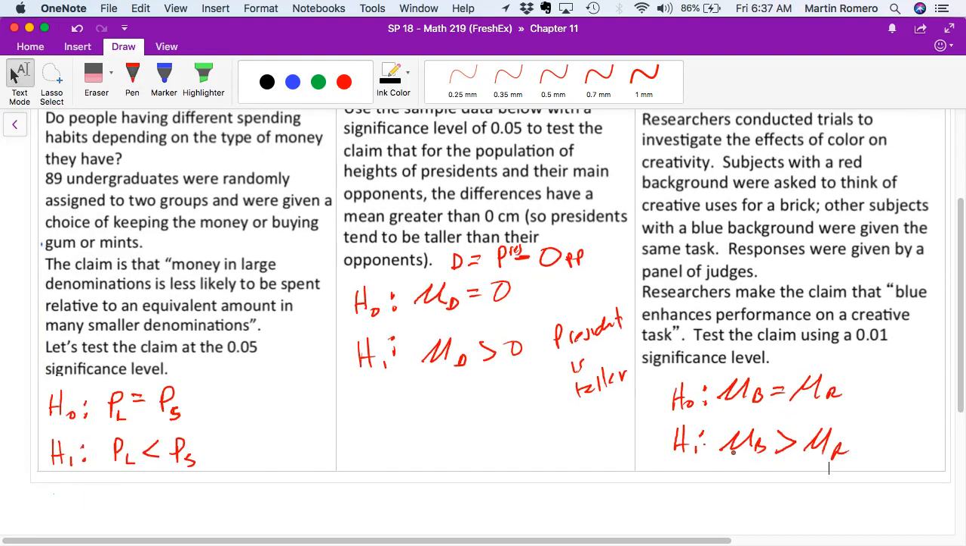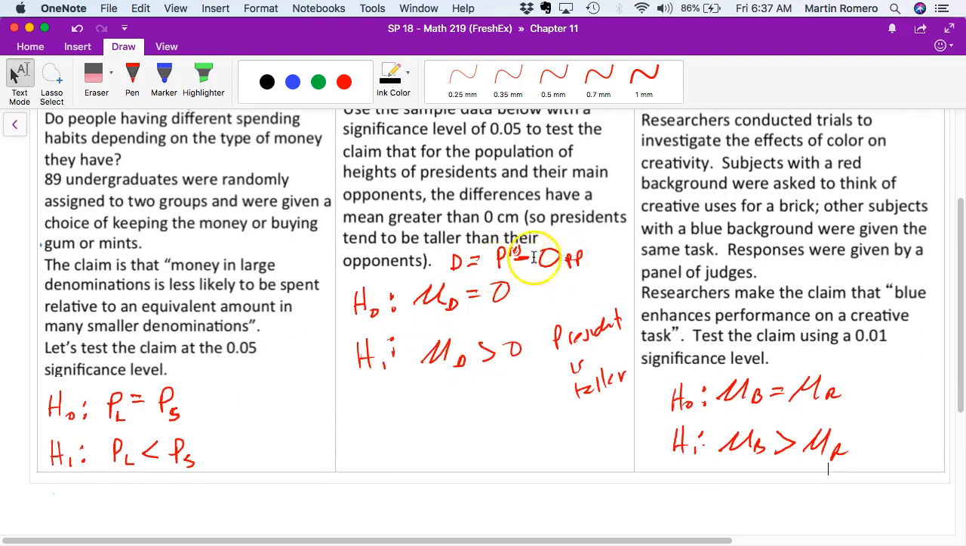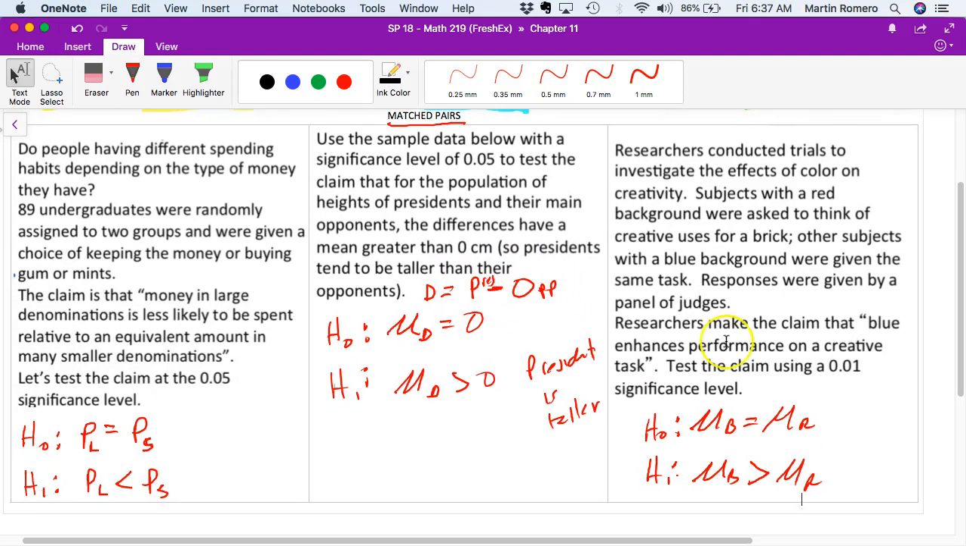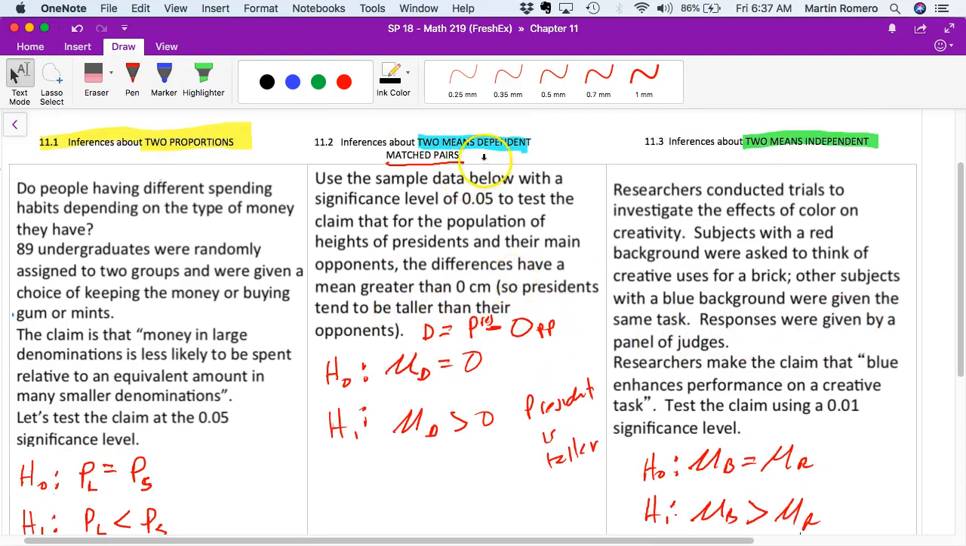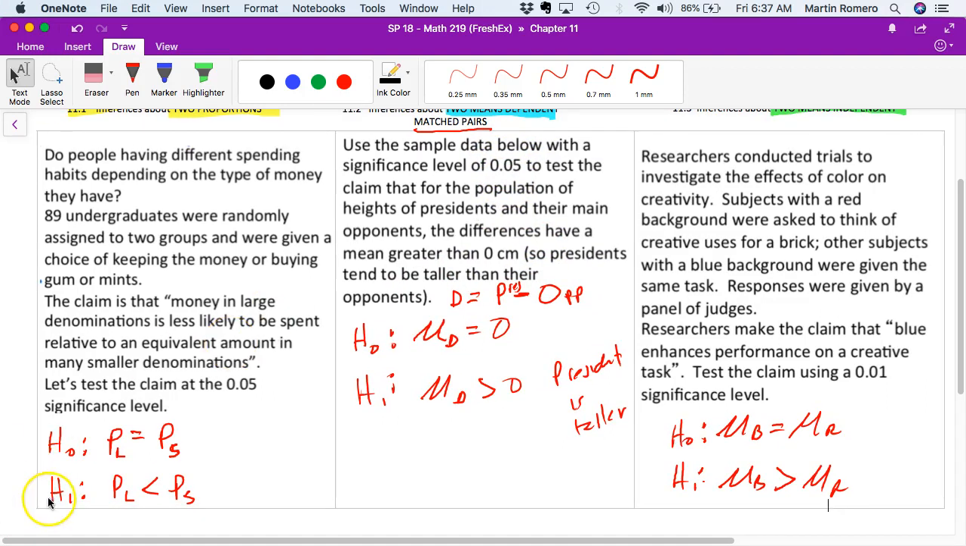And so this is the way these are going to look. There are two samples. Here we compare the two proportions. Here we subtract the two values and find the mean difference between them. Here we're actually subtracting the means between the two independent groups. The ones who got blue and red are not related. Here the president and the opponent are related, so that's called dependent, matched pairs. That's the introduction for Chapter 11. We'll go ahead and do the notes now.